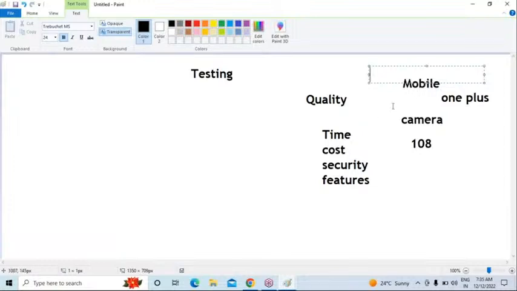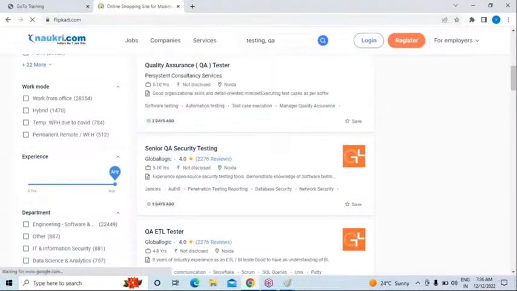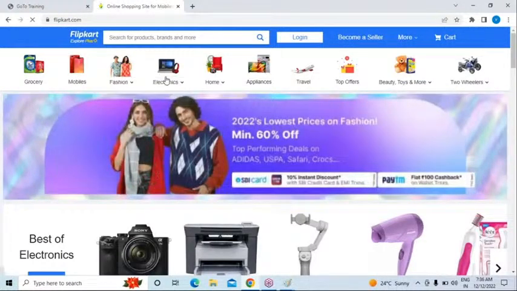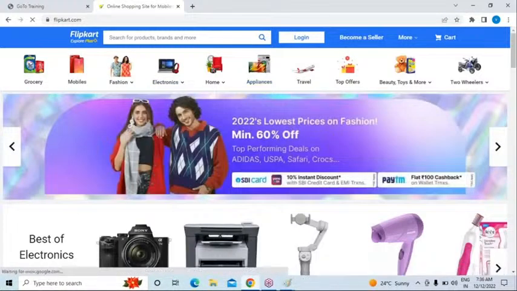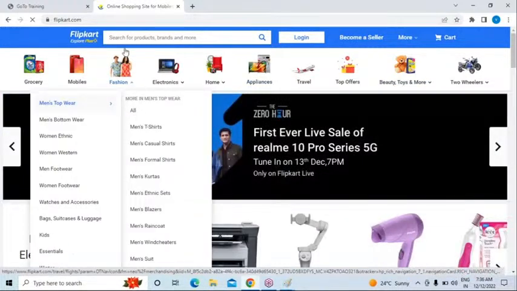So here the quality is nothing but whenever the application and the mobile meet the customer requirements, then we can say it is a quality one. If it is not meeting this, then we can say it is not a quality one. In order to check the quality of any application, not only the mobile, any application, for example Naukri or Flipkart, we have to check the quality of the Flipkart application: whether they are maintaining it, whether it is useful for the customer, and whether the customer is able to purchase any product without any discrepancies.